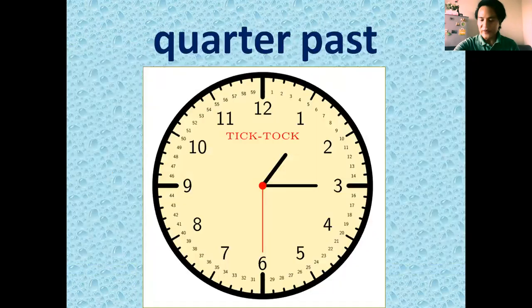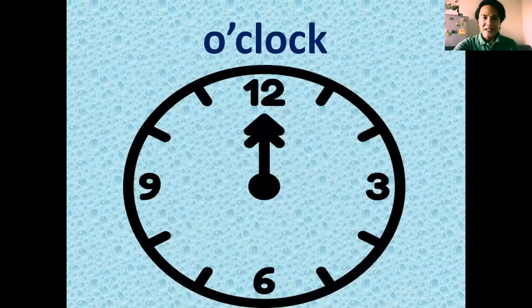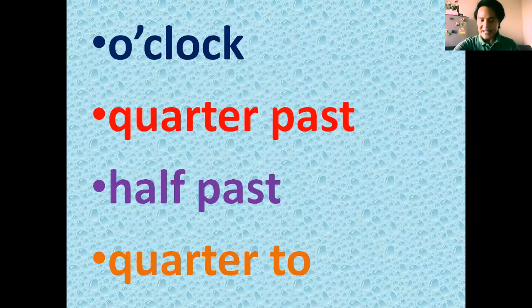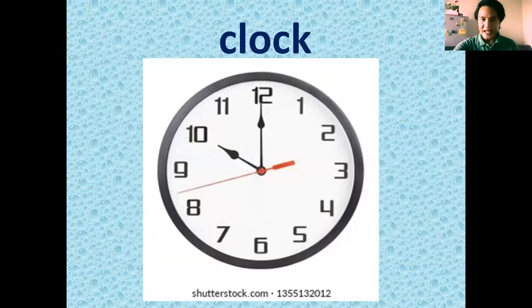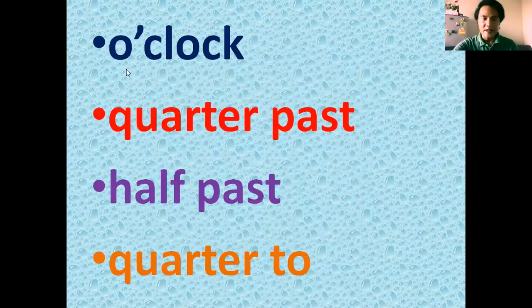Now let us review our vocabulary words. The first is, what is a clock? A clock is this one. The first word is o'clock. Second is quarter past. The third is half past. And the last one, quarter to.